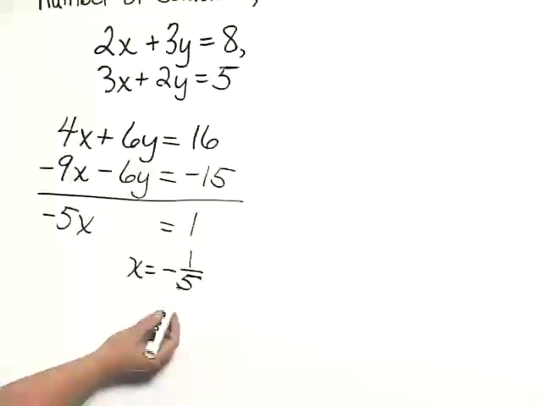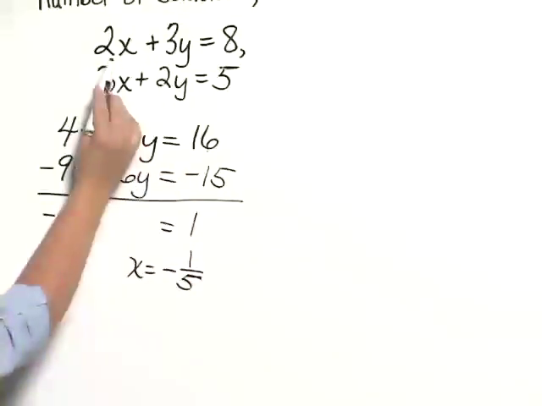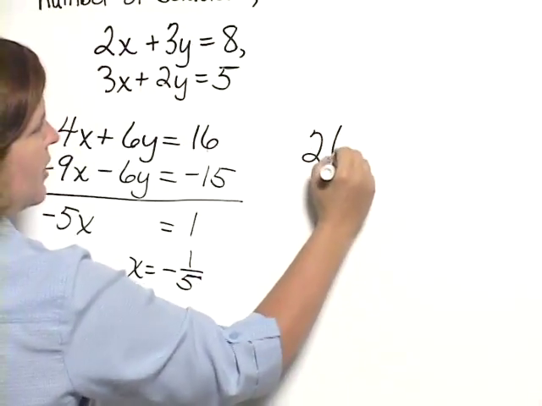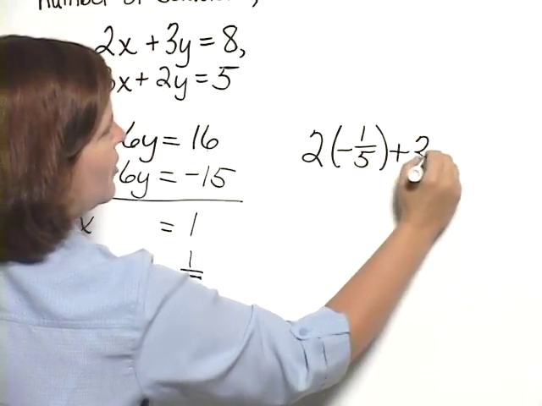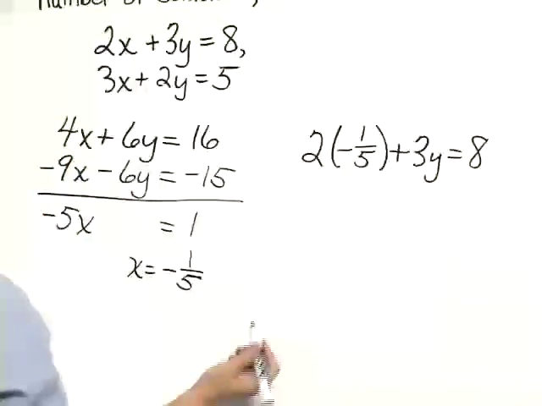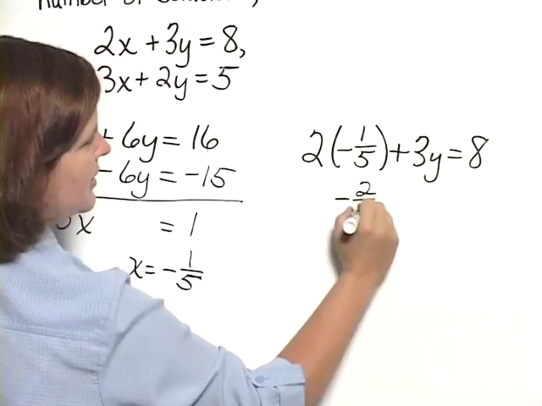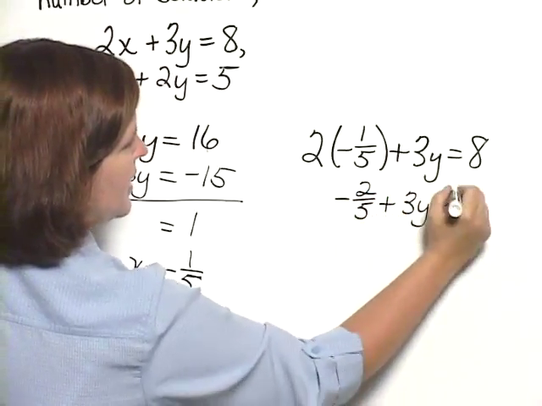Now I take this value for x, which is negative 1/5, and I need to find a y value. I substitute negative 1/5 for x in either of these original equations. I'll use the top one. It gives me 2x, or 2 times negative 1/5, plus 3y = 8. And I just need to work through carefully. 2 times negative 1/5 is negative 2/5, plus 3y = 8.